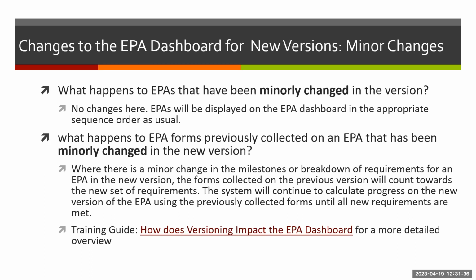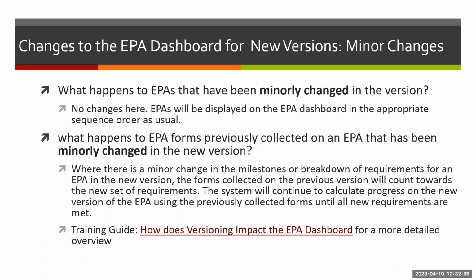And then the other inquiry would be, what happens to EPA forms previously collected on an EPA that had been minorly changed in the new version? And the answer to that would be, where there is a minor change in a milestone or breakdown of requirements for an EPA in the new version, the forms that were previously collected in a previous version will count towards the new set of requirements. So the system will continue to calculate progress on the new version of the EPA using the previously collected forms until all new requirements are met.